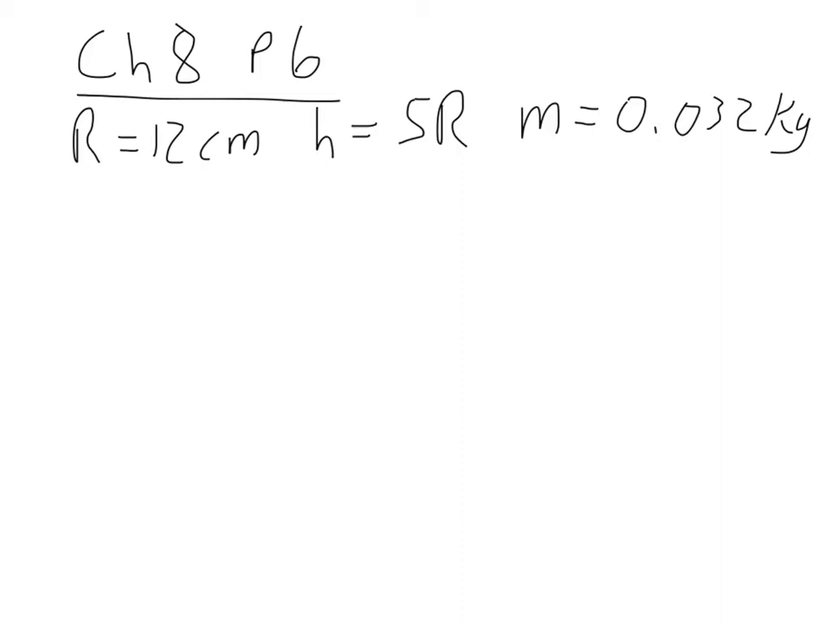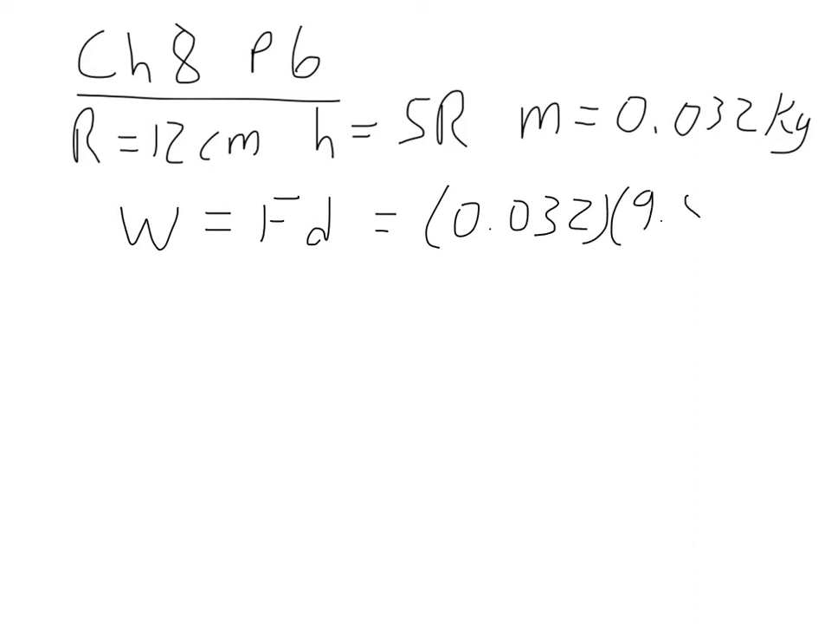So let's do that. In order to find the work done, we're going to multiply the force times the displacement. In this case, the force is going to be the force of gravity, so that would be 0.032, the mass of the object, times 9.8. And now the displacement. We're starting at a height of 5r. Then we're moving to point Q, which is 1r above the ground, if you look at the diagram.